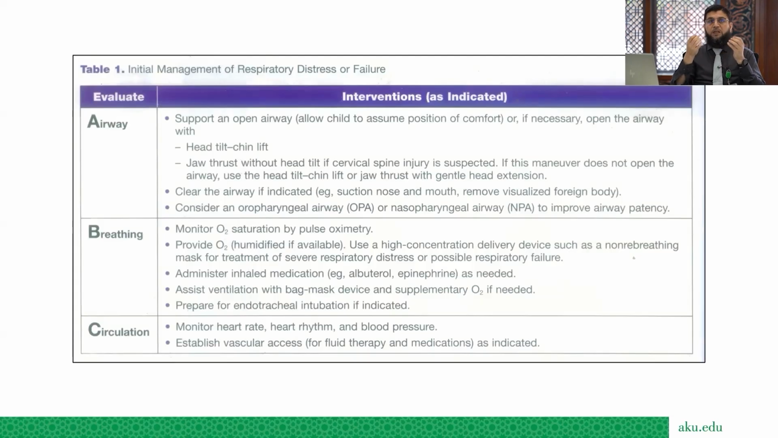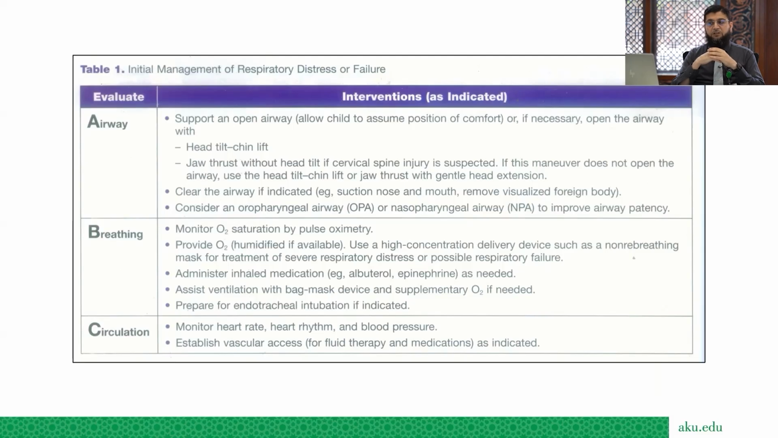If the patient is not able to maintain their own airway, then you need to maintain it by inserting airway adjuncts. For breathing, you need to monitor the saturation by pulse oximetry and provide oxygen if available, using a high oxygen concentration. That is, high flow oxygen needs to be given to these patients either through high flow or through the non-rebreather mask, so that you can provide them 100% oxygen.